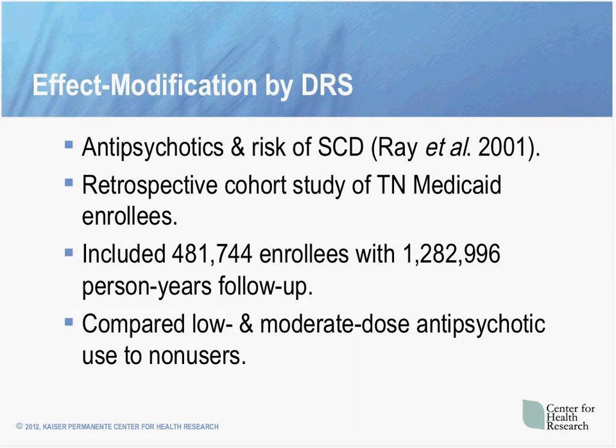A study published by Ray and colleagues in 2001 looked at antipsychotics and risk of sudden cardiac death. It was a retrospective cohort study looking at Tennessee Medicaid enrollees. It was a large cohort, with 500,000 enrollees and over 1 million person-years of follow-up. In this study, they compared low and moderate dose antipsychotic use to non-users.